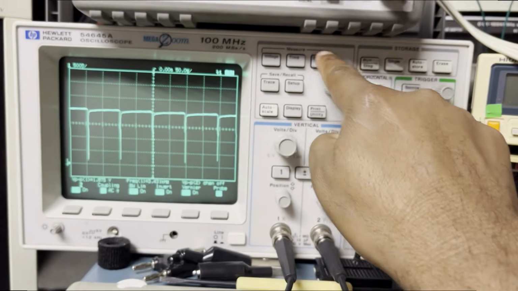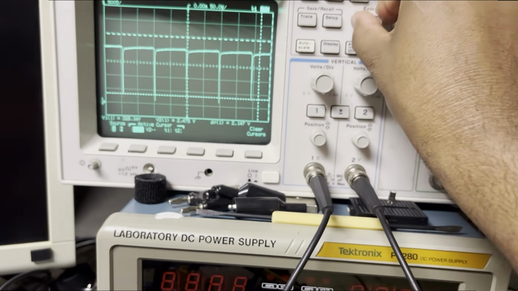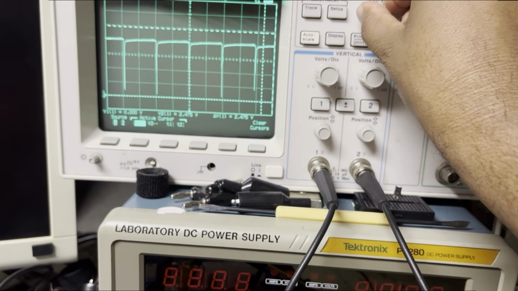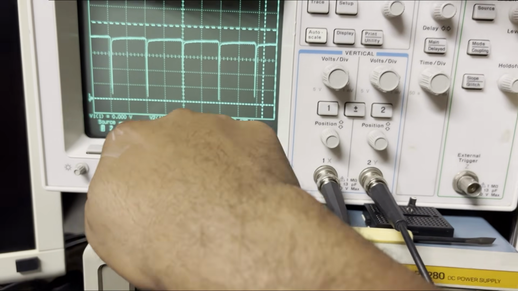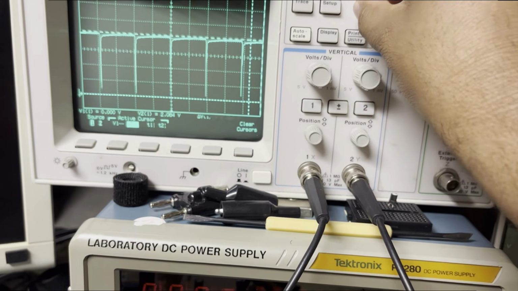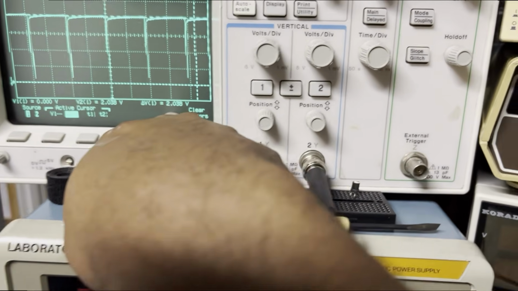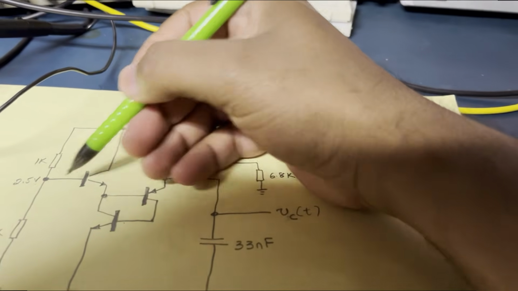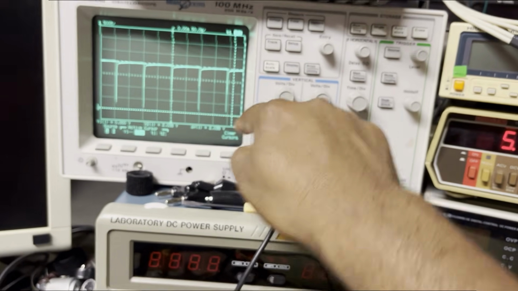So if we measure that, turn on our cursors, and again, we're going to put that there, 0 volts. Now we go to cursor 2, and again, it's a diode drop below 2.5. How much is that? You can see it's about 2 volts, right? Delta, so this is 0.5 volts, about a diode drop. Yeah, that's what that is. So let's clear cursors, go back to measurement.